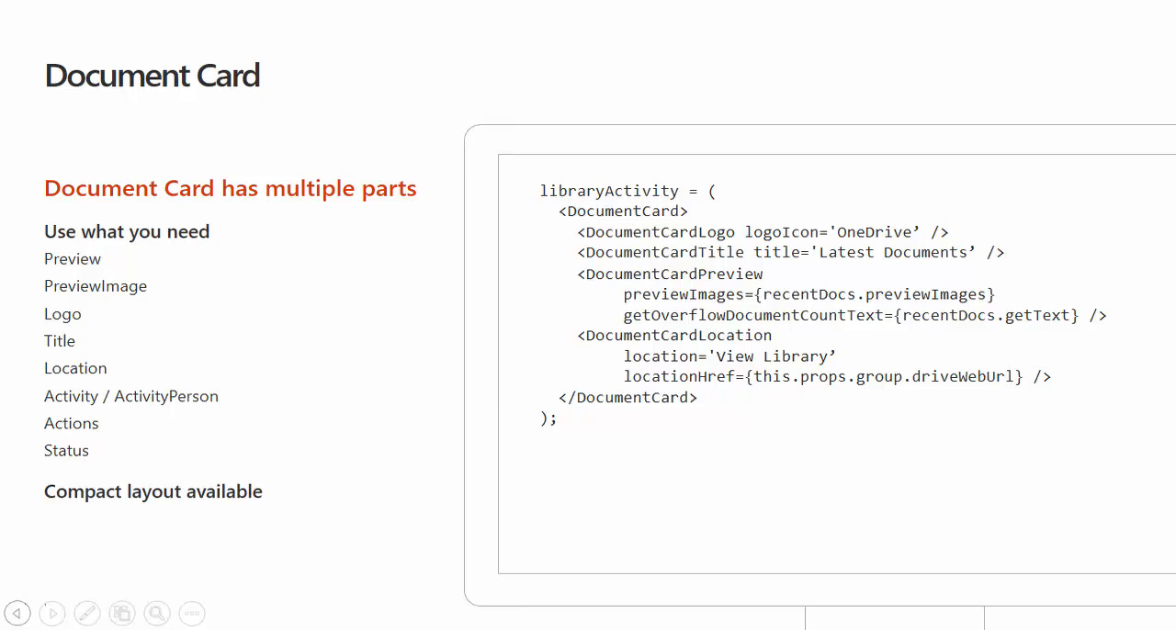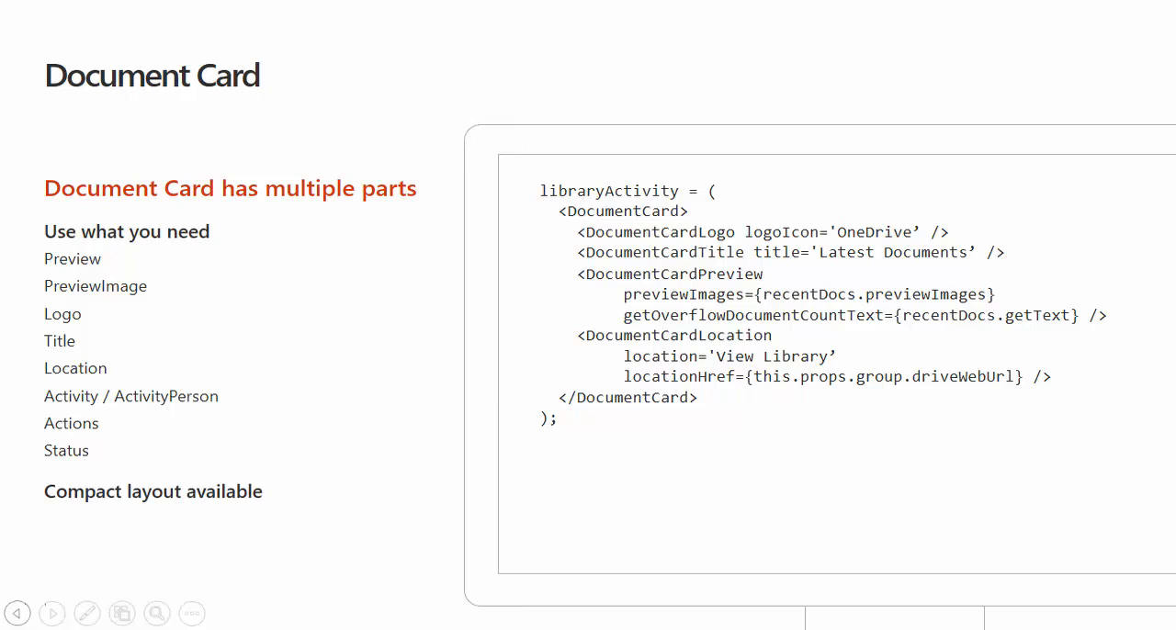The next card to discuss is the document card, and the document card is a multi-purpose card. It is probably the most popular that you would use to show information. There are multiple parts to a document card, and you can pick and choose the parts that you need. They include a preview image, a logo, title, location, which would be a web address, activity, history, the person who performed the activity, actions and status as the full list.